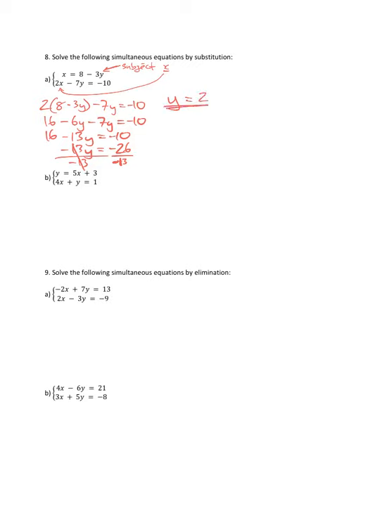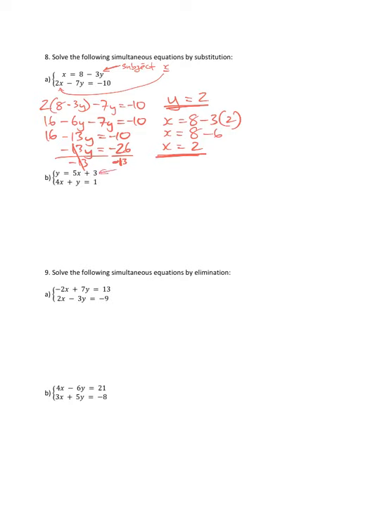That's not the solution, though, because that's just what y is. I need to know what x is. So substitute y into the easier looking equation, which is the top one. X is equal to 8, take 3. And what did I just work out y was? 2. X is going to be 8, take 3 times by, negative 3 times by 2 is negative 6. X is equal to 8, take 6, 2. So your solution is x is 2, y is 2.